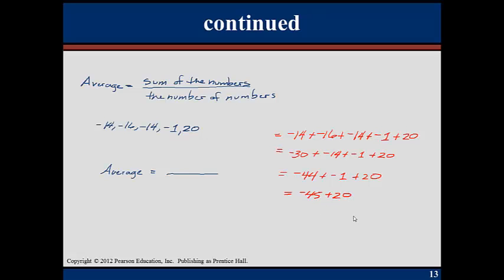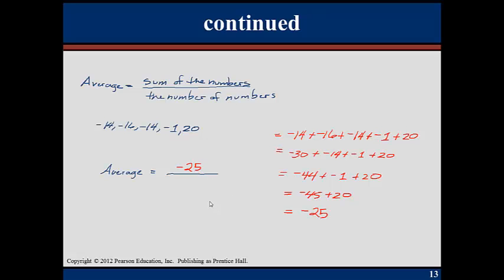Now I have negative 45 plus 20. They have opposite signs, so we take the difference. So 45 minus 20 is 25. However, since the 45 is negative, our answer is going to be negative 25. So we have negative 25 for our sum.